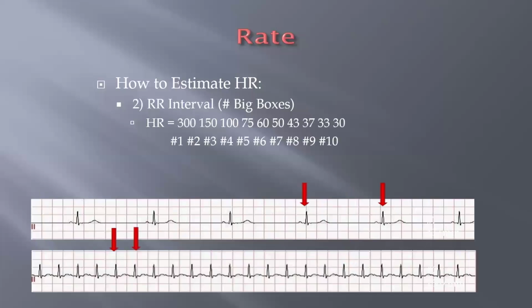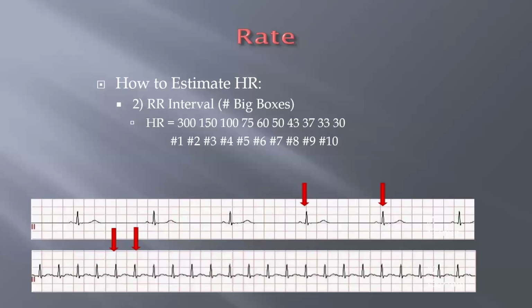Okay? So now, in terms of how you estimate your rate, I've said you look at the RR interval. We have already seen that 1 minute is equivalent to 300 big boxes because it's 60 divided by 0.2, or 60 times 5. It gives you 300 big boxes. Then you divide by the number of boxes that are in between.